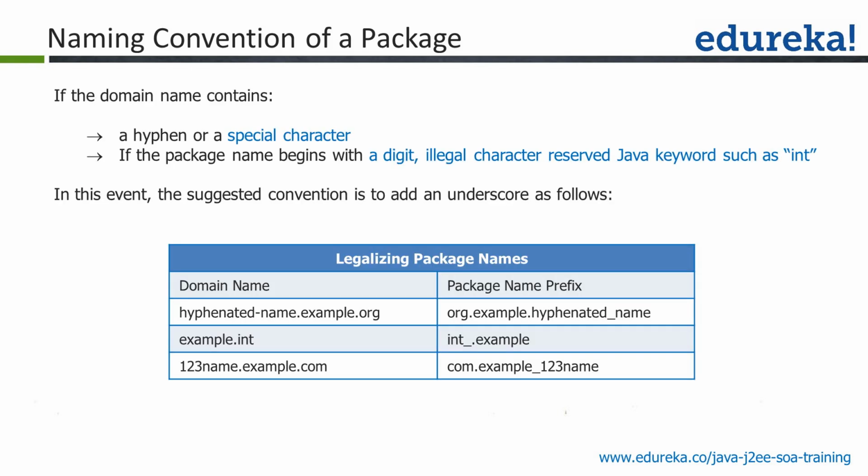So the naming convention is followed for some more of the package names. For example, you got the domain name, your package name becomes the reverse of it. You got some hyphenated name.example.org, so you use it like an underscore. Then example.int, let's say we got some data type, so you can come up with the underscore.example. Similarly, if your domain starts with some number, you can do it in a reverse way with some underscore so that you can use it.